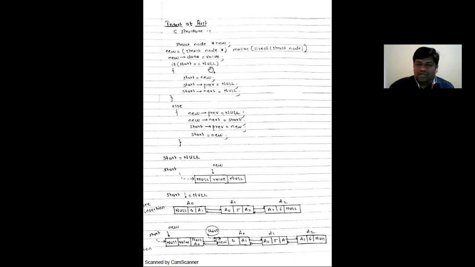Now if start is equal to null, it means you are directly assigning the new node you are inserting, the temporary node, to start. After that, start of previous is equal to null and start of next is equal to null. So in case you are entering the first node, the previous will be null, the next will be null, right?